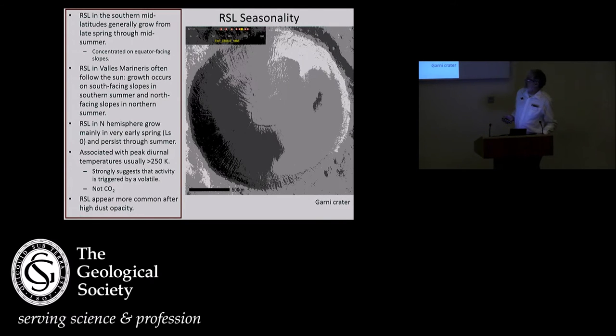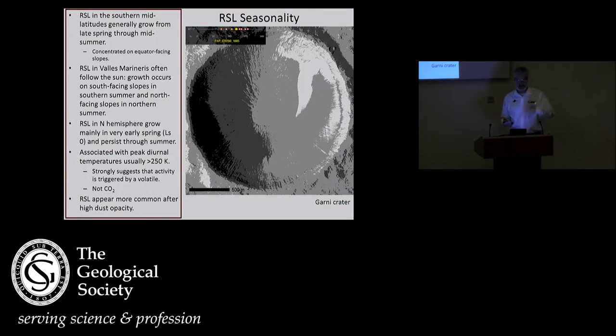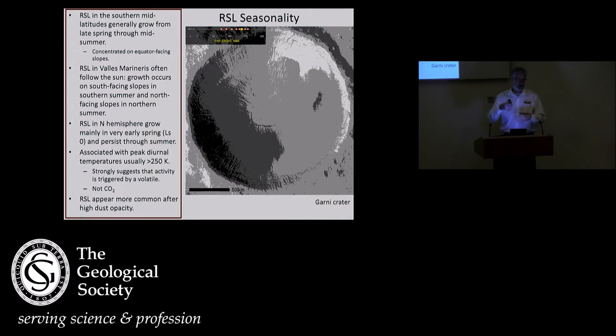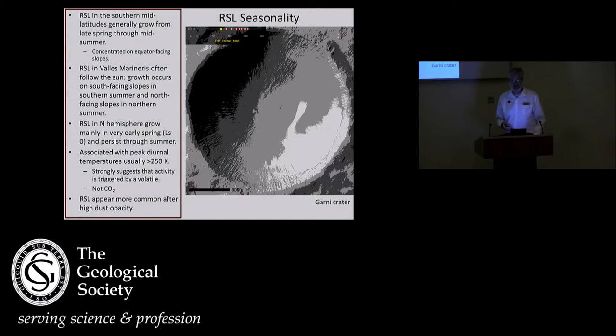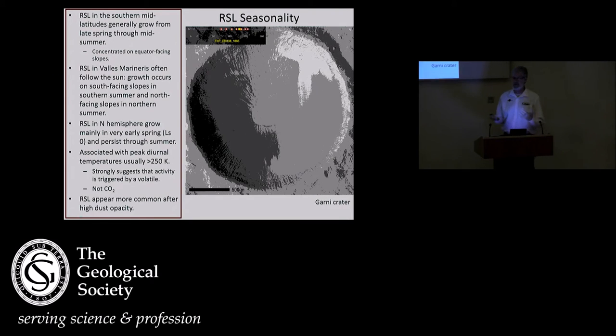Now, in the northern hemisphere, they grow the most in the very early spring, and they persist through the summer. So it's not the mirror image of the southern hemisphere, but the seasons are also not a mirror image because, you know, southern summer is near perihelion, and northern summer is longer but cooler.